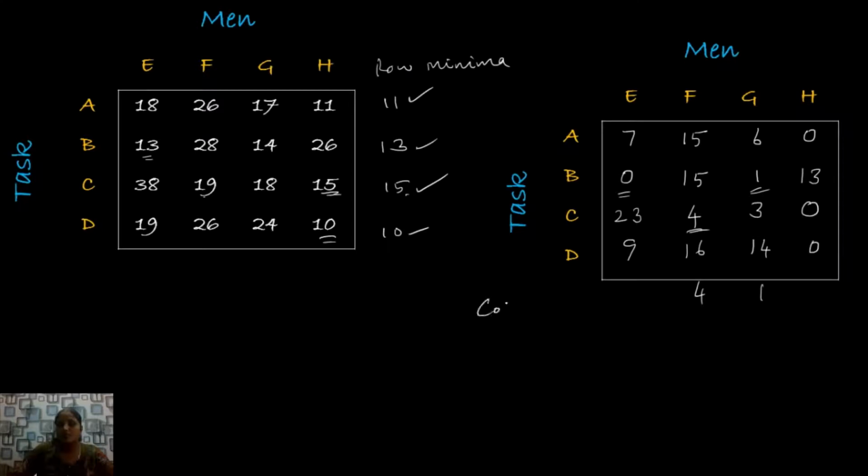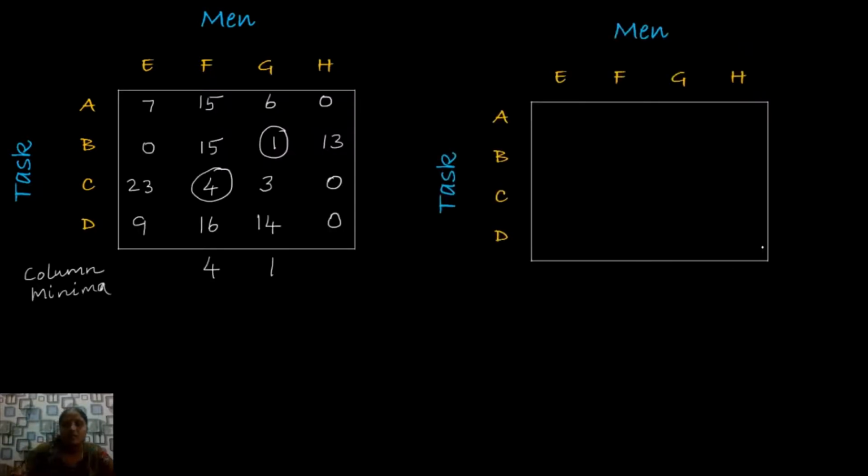So this is your column minimum. Now we have to subtract these minimum elements from the corresponding column elements. For that, first let us write the first column as it is: 7, 0, 23, 9. For the second column, we have to subtract 4.